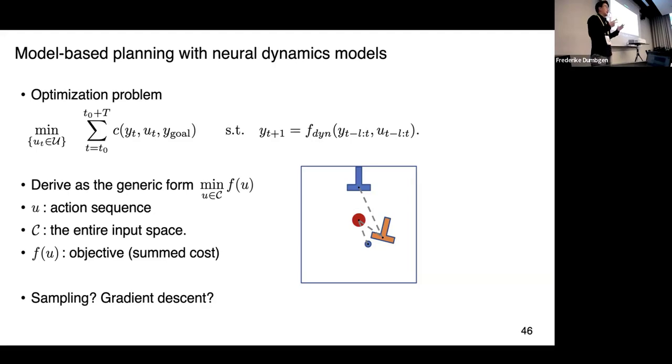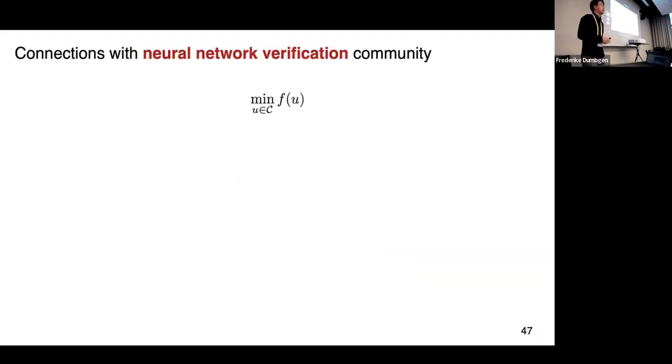And we can actually write this problem in a simpler form, where essentially it is trying to minimize some objective function F, where the decision variable is U, and where U should be sampled from some input action space. And in this formulation, if you really look at it, that F involves a lot of neural networks, obviously, in the middle. And this is very similar to what people do in the neural network verification community.